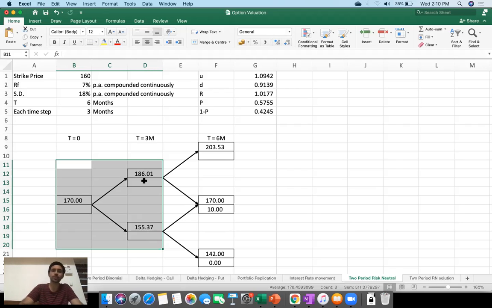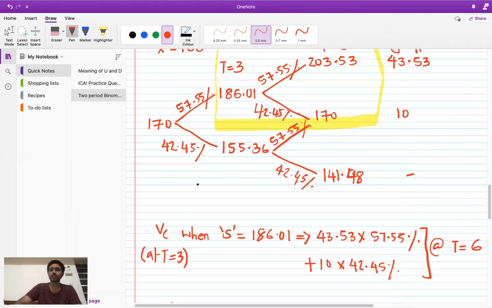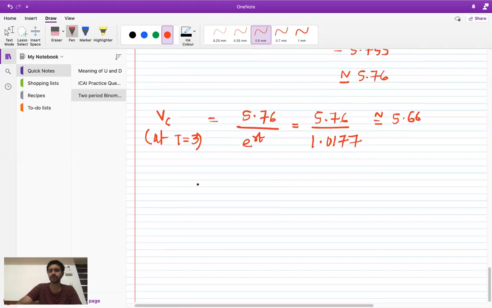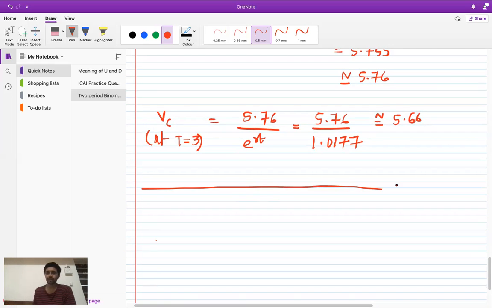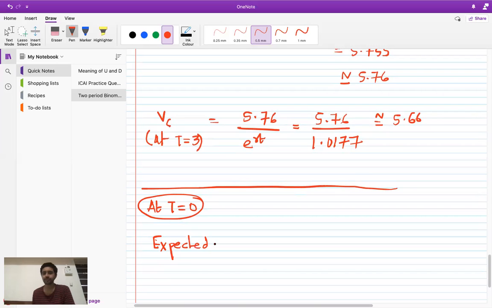We have a value of call option at this point, and at this point. We are going to find out the value of the call option today, the same way as what we did earlier. Now this is the calculation at t equal to 0. First I will be calculating the expected payoff at t equal to 3.